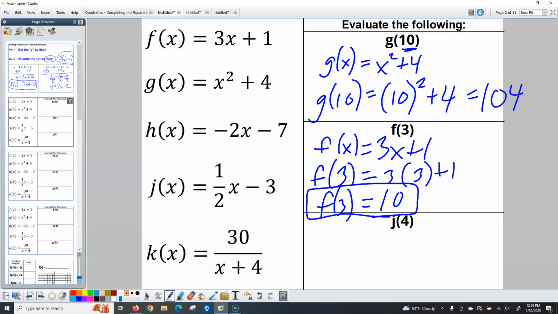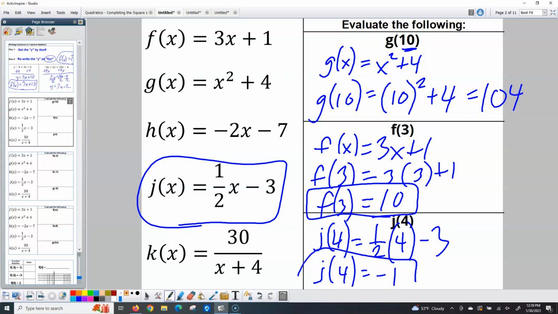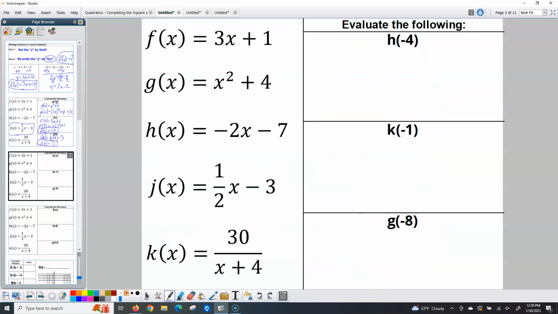J of 4. So I'm going to take the j function over there. J of 4, and wherever I see an x right here, I'm going to punch in a 4. So I got 1/2 times the x minus 3. And I'd punch that in my calculator. I think that would give you -1. So j of 4 is -1. Next ones, if you want to push pause and try these, that'd be a good idea. Punch them in, see what you can get.